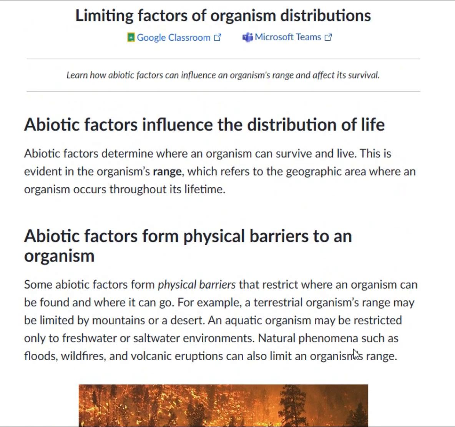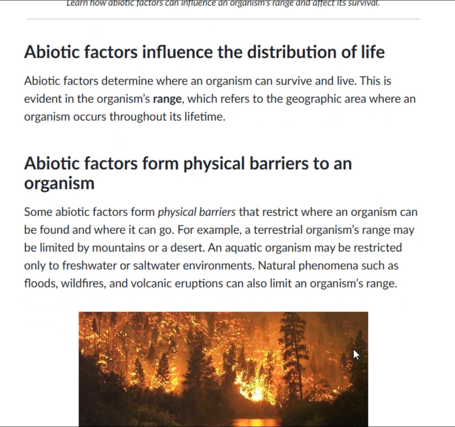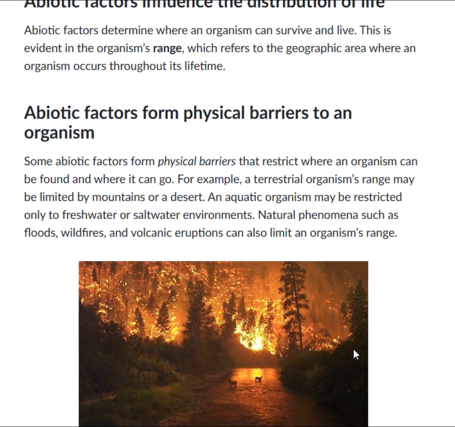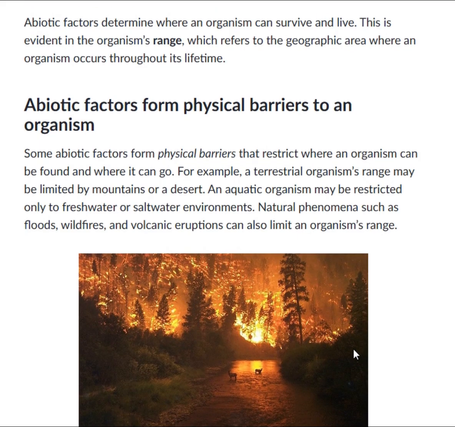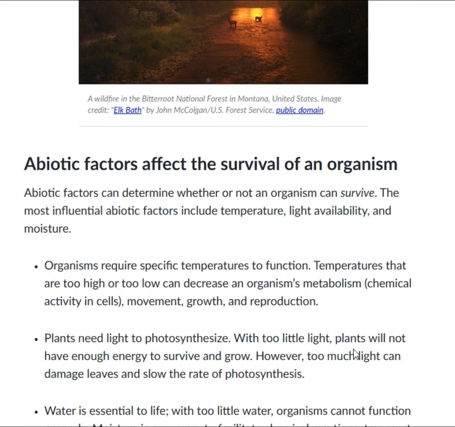So today we talked about limiting factors of an organism's distribution, that abiotic factors can influence the distribution of life, and this is evident in the organism's range. Abiotic factors also form physical barriers to an organism, which can restrict where an organism can be found and where it can go. Abiotic factors affect the survival of an organism too.